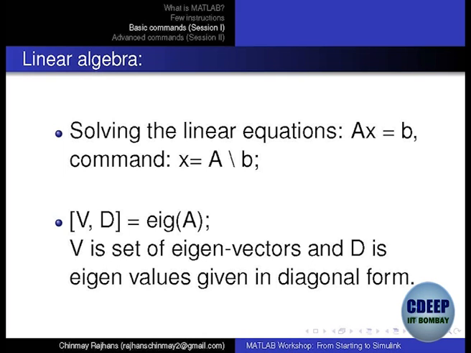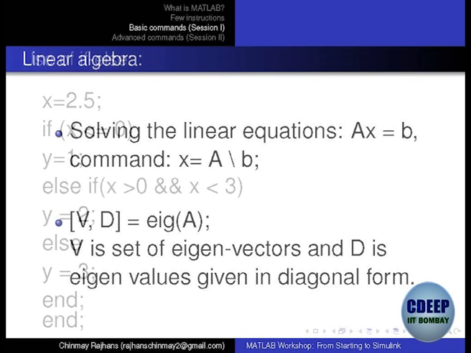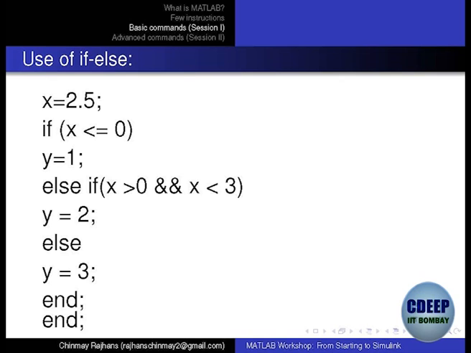x will be a vector, so whatever dimension b has, the same dimension x will come. A need not be square, A can be anything. You can give any dimension, as long as the dimensions are consistent, it will solve the answer. EIG is a command to get eigenvalues and eigenvectors. In the first output, V, eigenvectors are returned, and in the second, D, eigenvalues are returned in diagonal form. When you give any matrix, you can try this with EIG.